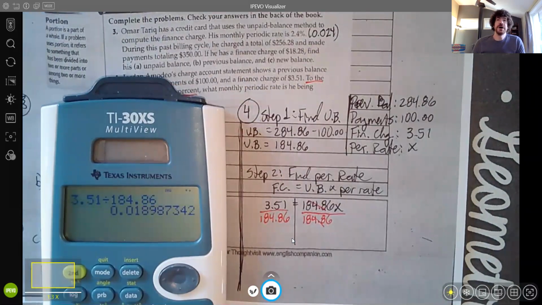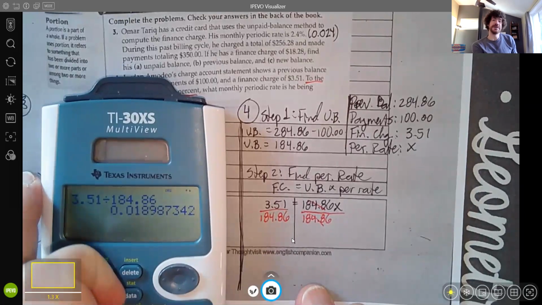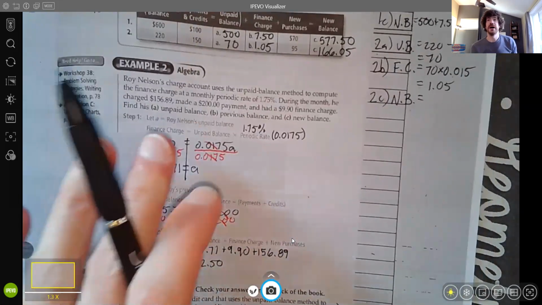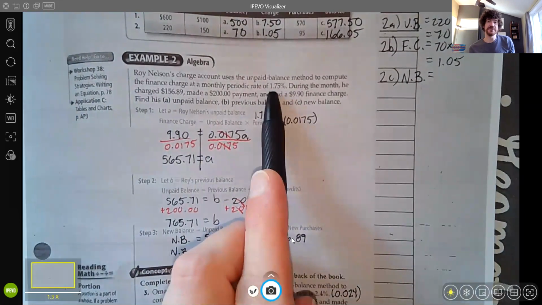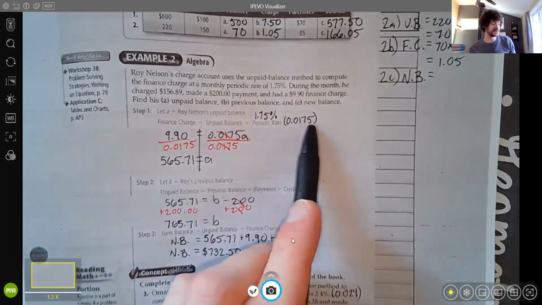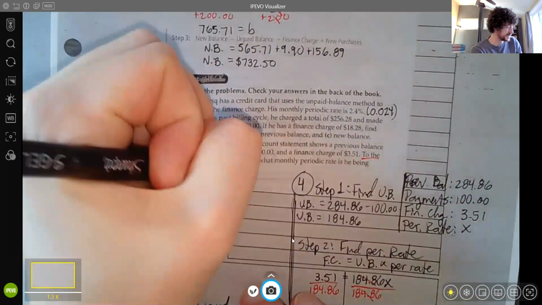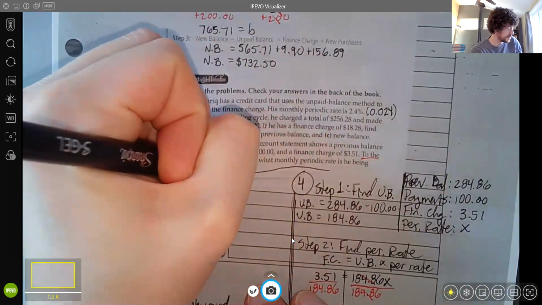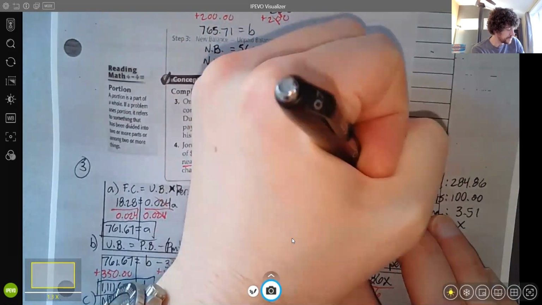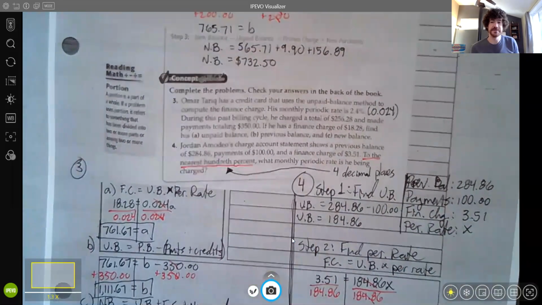So if we're going to 100th of a percent, that means we're going to 4 decimal places. And the reason why we know that has to do with problem example 2 up here. 100th of a percent, 1.75, that's 100th of a percent there. And if you look at how many decimal places that is, that's 4 decimal places. So 100th of a percent is 4 decimal places.